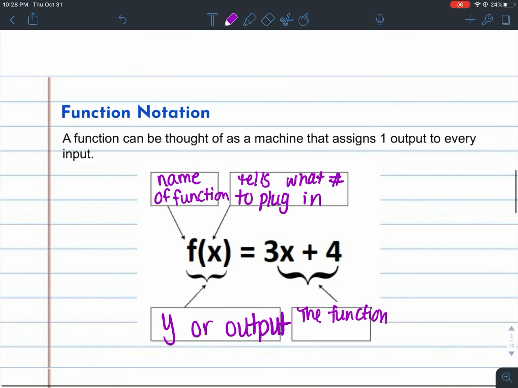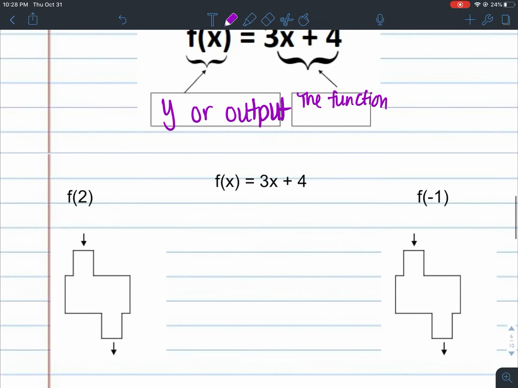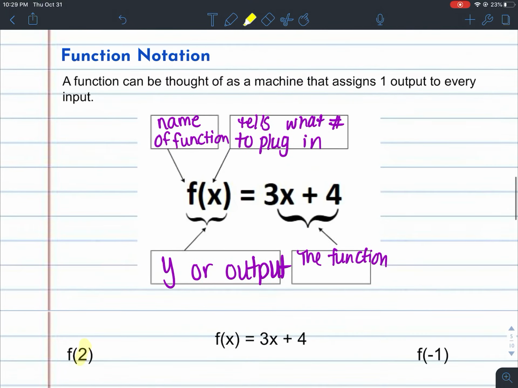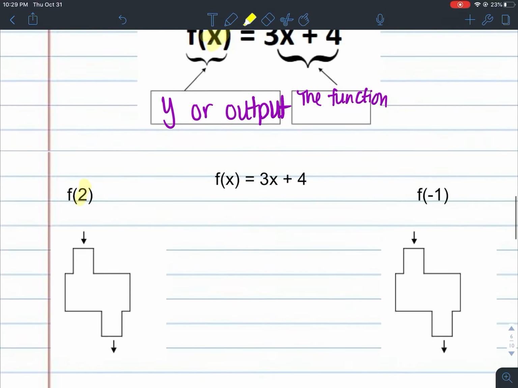So the kind of pictures that we're going to do for this is we're going to be thinking of this. We're going to use the same function, 3x plus 4, as machines. So this is a very interesting notation. You're wanting to think it's f times 2, but it's not. It's giving you what our x is. It's telling us what to plug in.